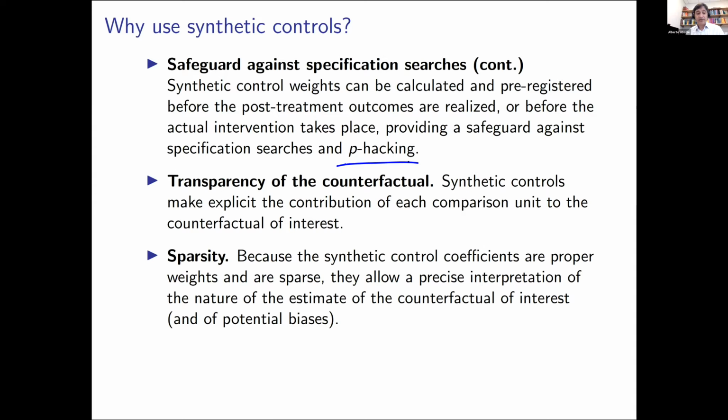Okay, the last two points are related. The first one is transparency of the counterfactual. Synthetic controls make explicit the contribution of each comparison unit to the counterfactual of interest. It's a weighted average that is easy to interpret, especially when it is sparse, because the synthetic control coefficients are proper weights and they are sparse. They allow you to have a precise interpretation of the nature of the estimate of the counterfactual of interest and of potential biases. For example, if you think that Austria in fact was affected by the German reunification, you can immediately see how this is going to bias your estimates.